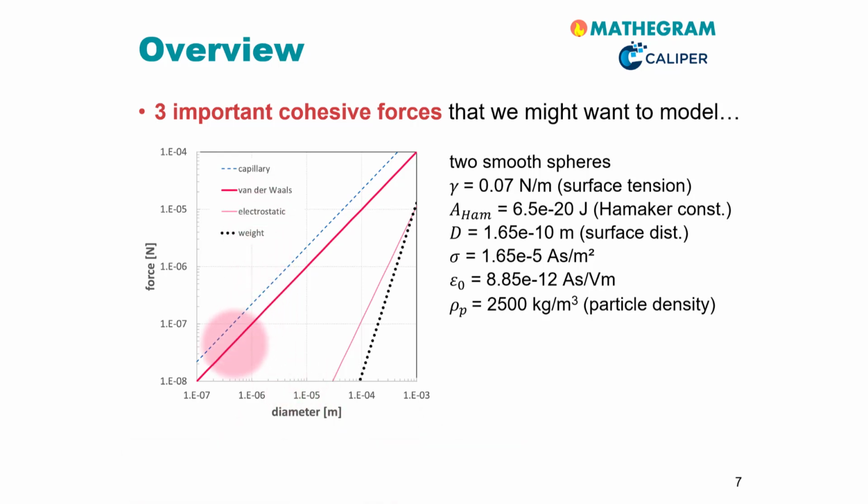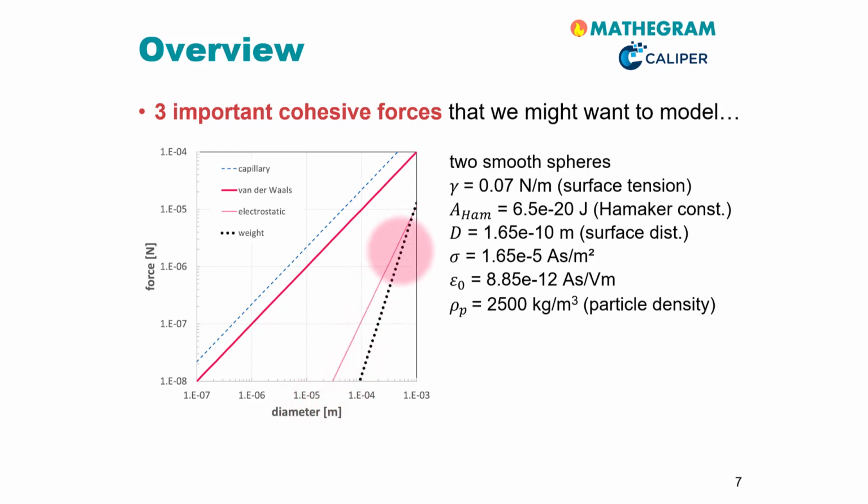The second important group are van der Waals forces, as you can see. And third, there are the electrostatic forces. Very important for you is the slope of these curves. For capillary and van der Waals forces, the slope of this curve is 1. Note that this is a log-log plot. A slope of 1 means that the force linearly increases with the particle diameter.